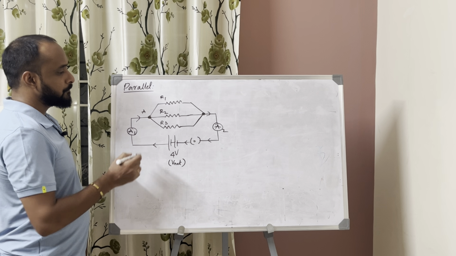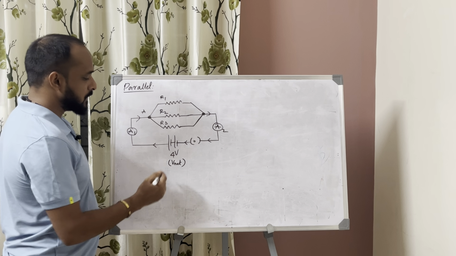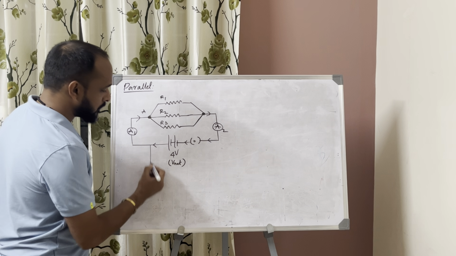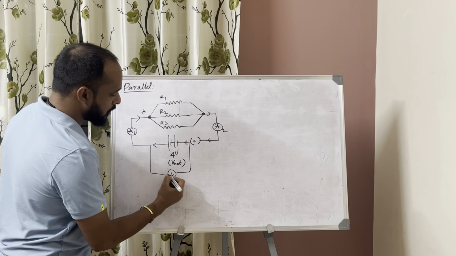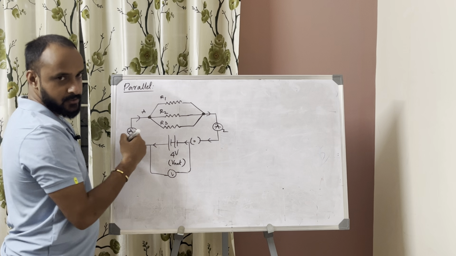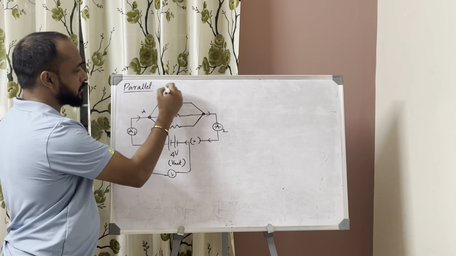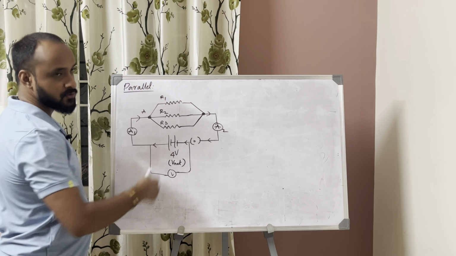Now, based on this, if I could connect a voltmeter, where will I connect the voltmeter? It will be across this voltage, right? I could connect a voltmeter here, or I could connect across these junctions, right? Here, one voltmeter also could be there because all my resistances are between these two common points.